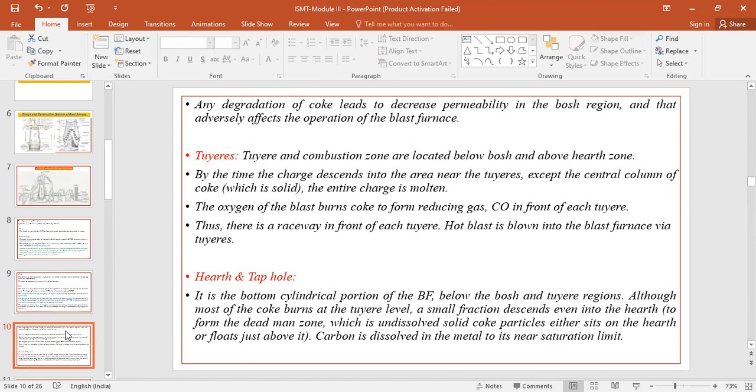So the oxygen of the blast, which you are injecting through the tuyeres, will come in contact with the carbon which is present in the coke, and the combustion process takes place, generating the reducing gases, CO and CO2, in front of the tuyeres. And this combustion of the coke basically takes place in a region that is called a raceway, which is located in front of the tuyeres.